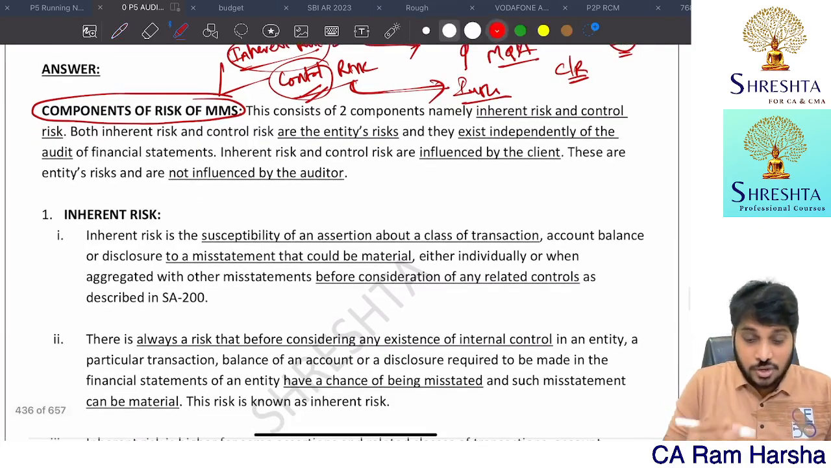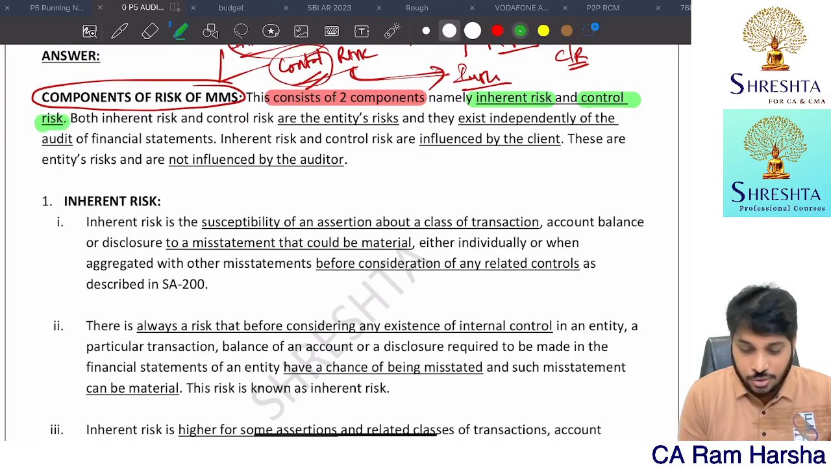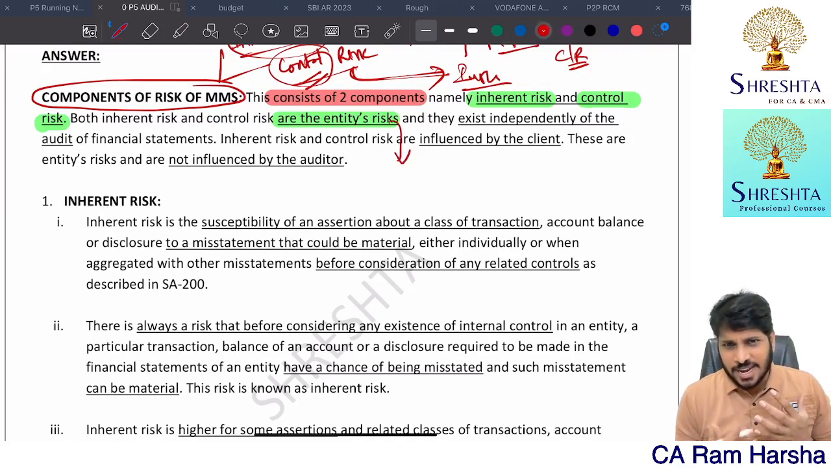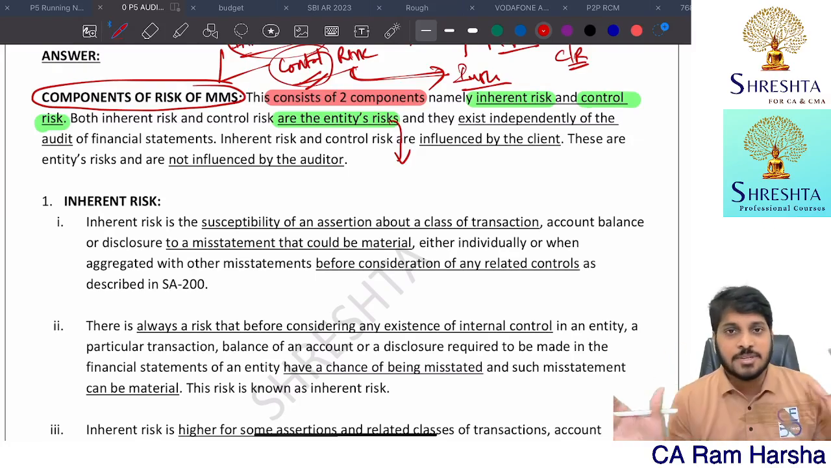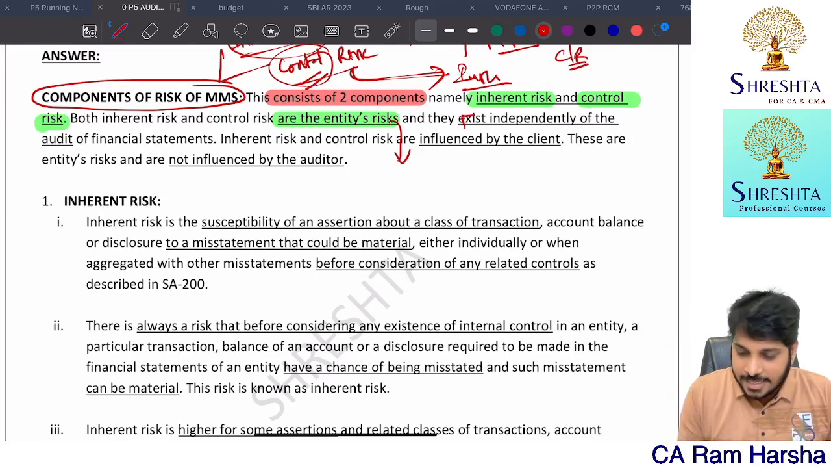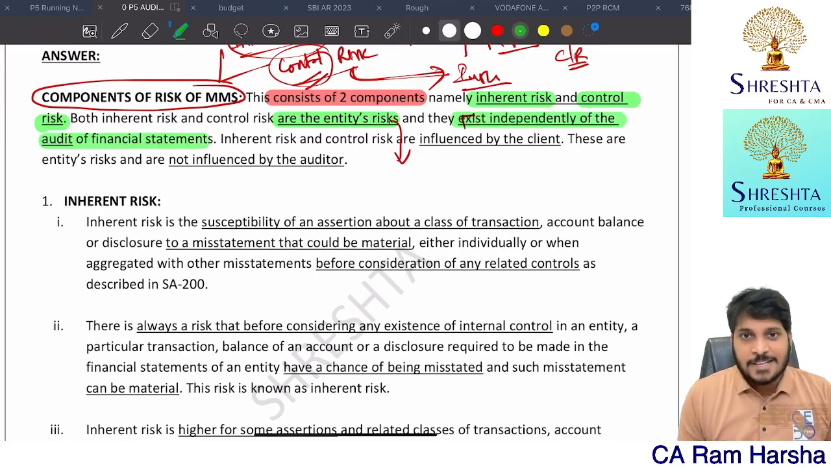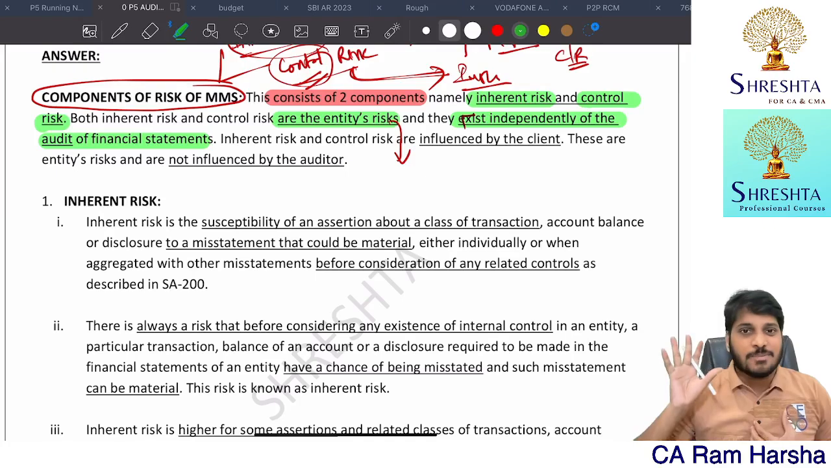So risk of material misstatement consists of two components, namely inherent risk and control risk. Both are entity's risks. Yes or no? Is this risk created by the auditor, controlled by the auditor? No, both are in the business. In any business, some inherent risk is there, some control risk is there, and they exist. These risks will exist independently of the audit. So whether we do audit or not, the risk will be there.